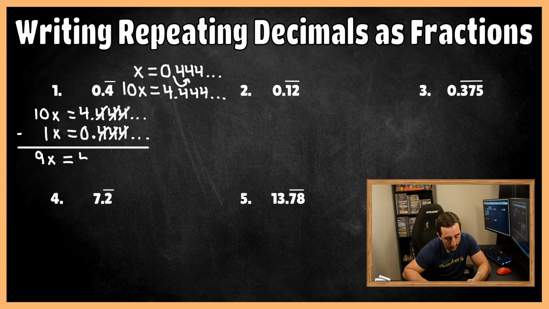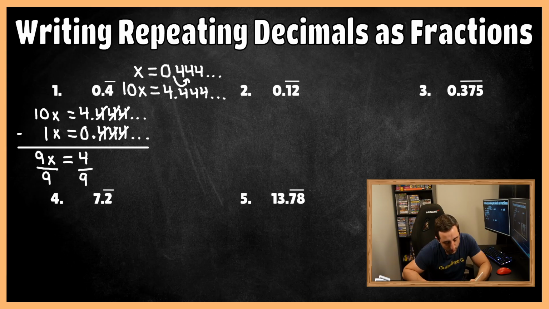Well, that's 4. And now we're left with 9x equals 4, which is a lot cleaner than what we had originally. Now we just want to get x by itself. It's currently being multiplied by 9, so we want to do the inverse or the opposite and divide both sides of this equation by 9. So let's divide both sides by 9.